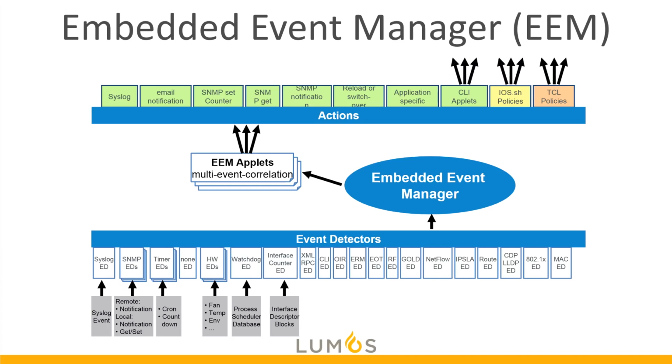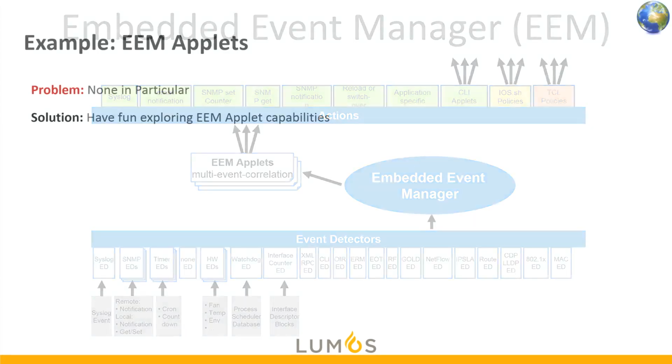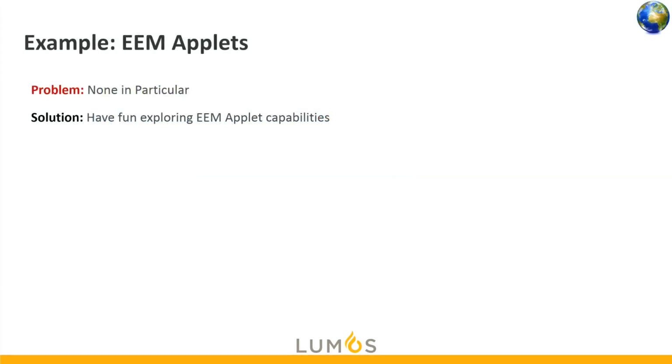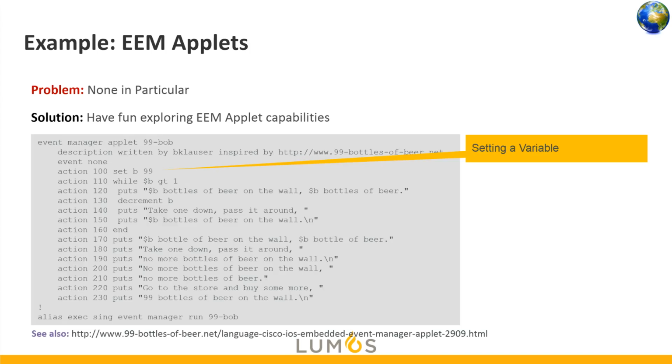So, EEM applets. If we don't have any problem in particular, we can just have fun exploring the applets. I would definitely play around with these quite a lot. Here's an example where we have 99 bottles of beer on the wall, with various action or sequence numbers.